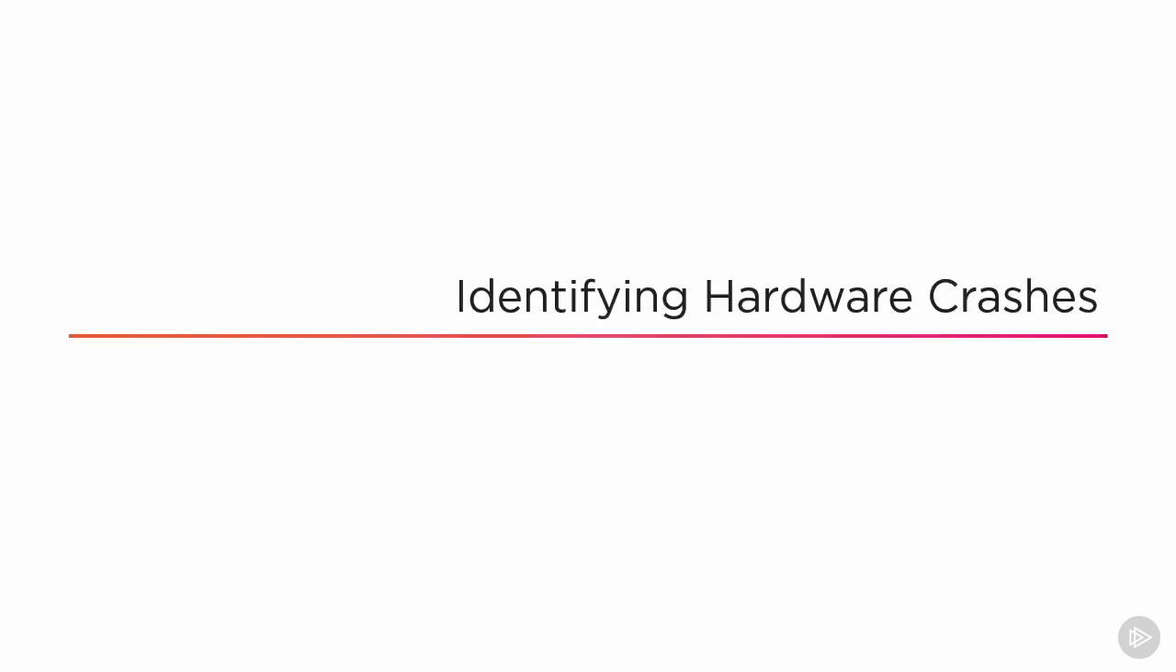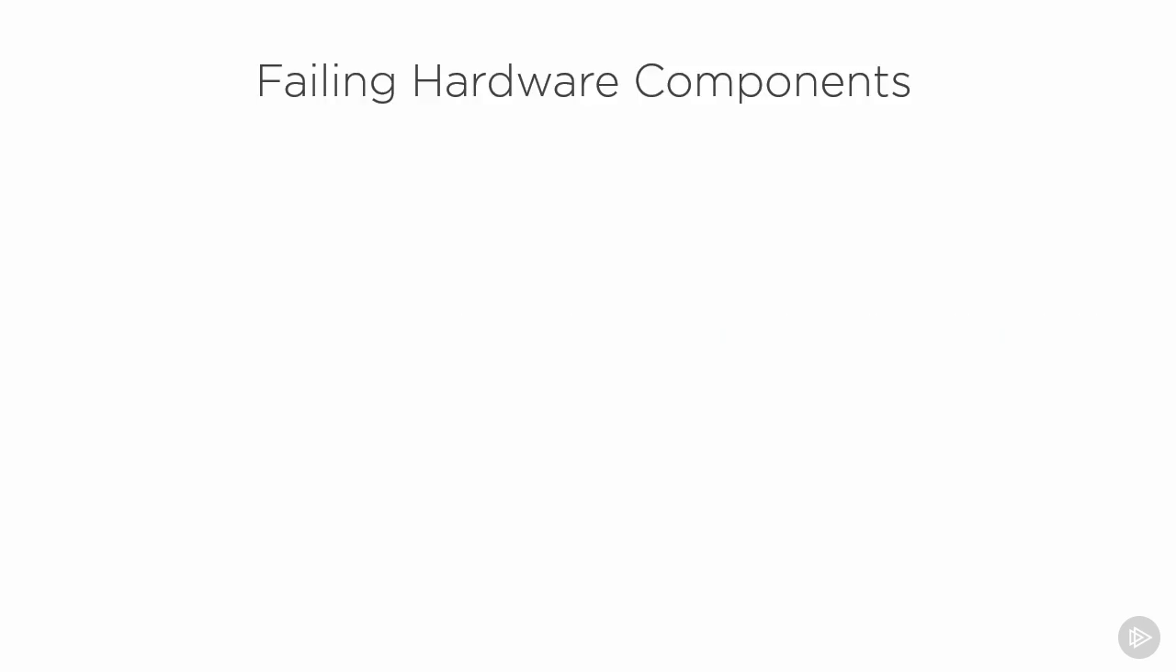So, as you may know, in the old days, hardware components were far less reliable than they are today. That being said, hardware does still fail. So I'm going to show you essentially what components to look out for. The three main hardware components to watch out for are processors.